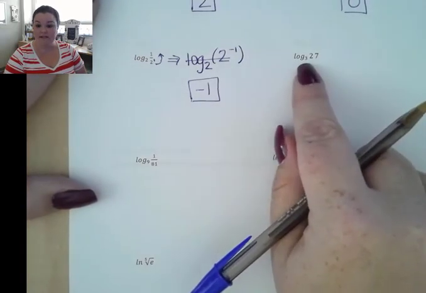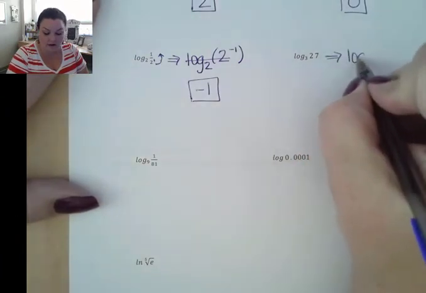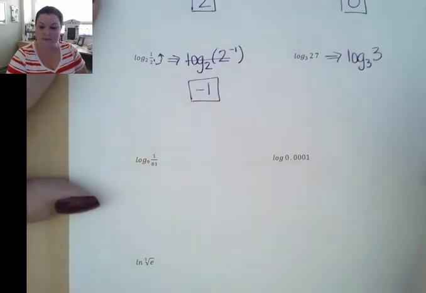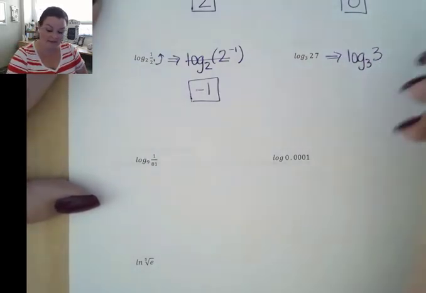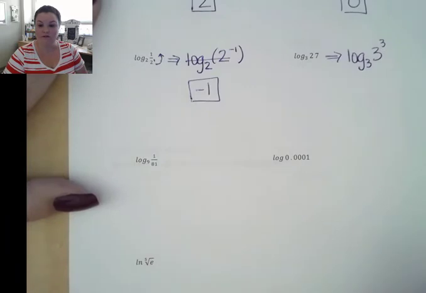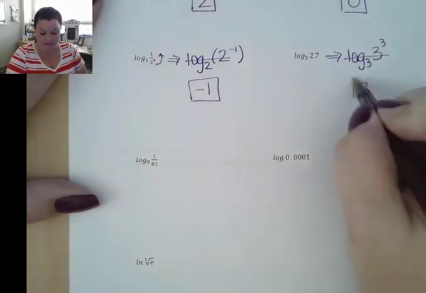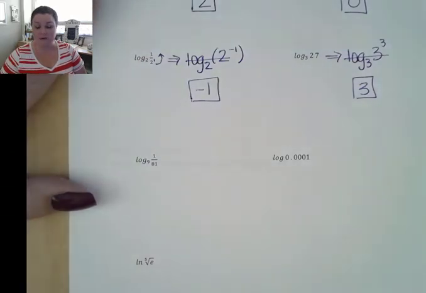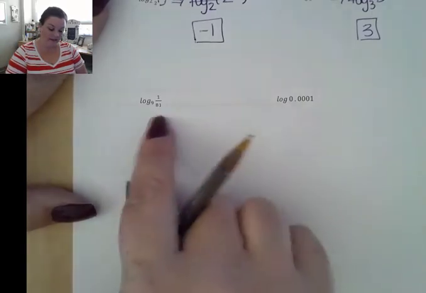We have log base 3 of 27. We'd really like this to be log base 3 of 3 to some power, and we know that 27 is the same as 3 cubed. Okay, so now my log base 3 and 3 cancel, and I'm just left with the 3 that was in the exponent. All right, let's look at another one. Let's look at this one.